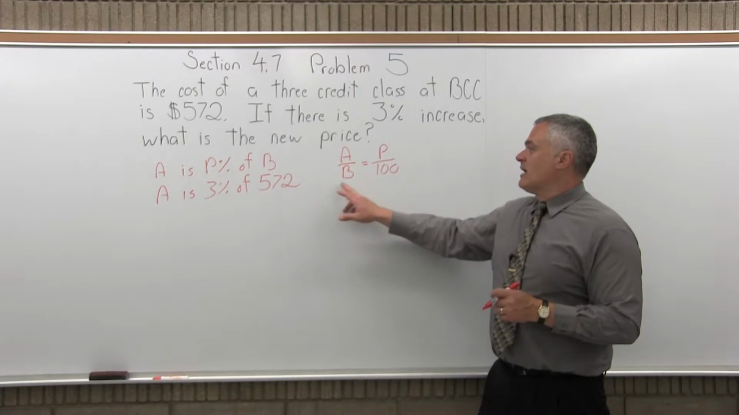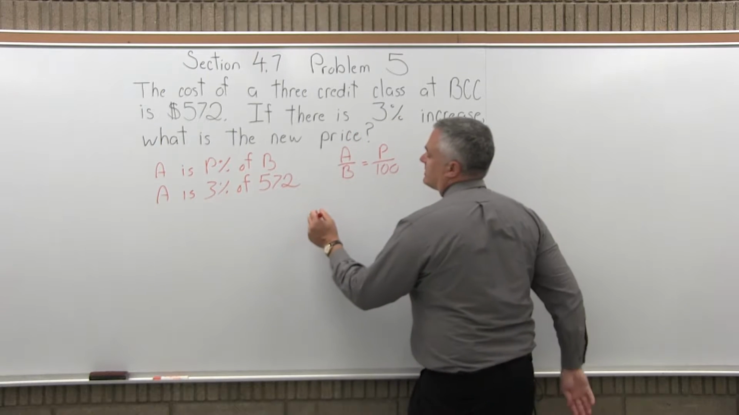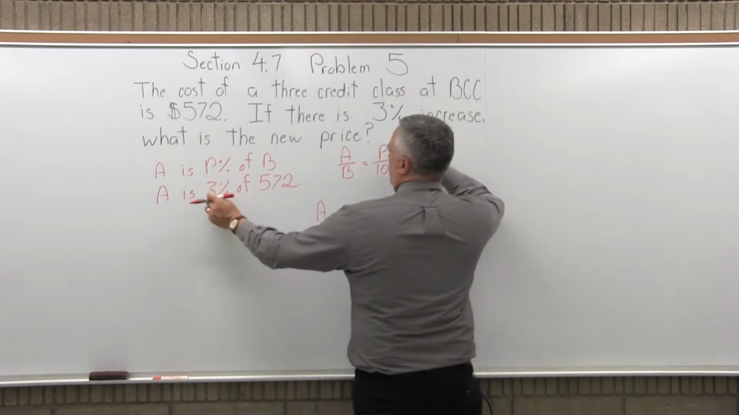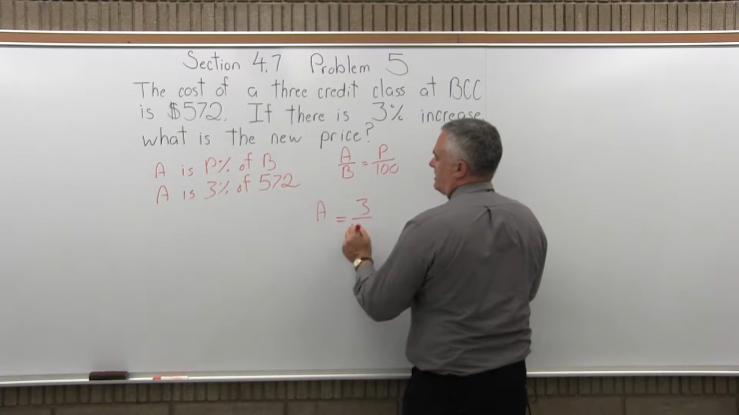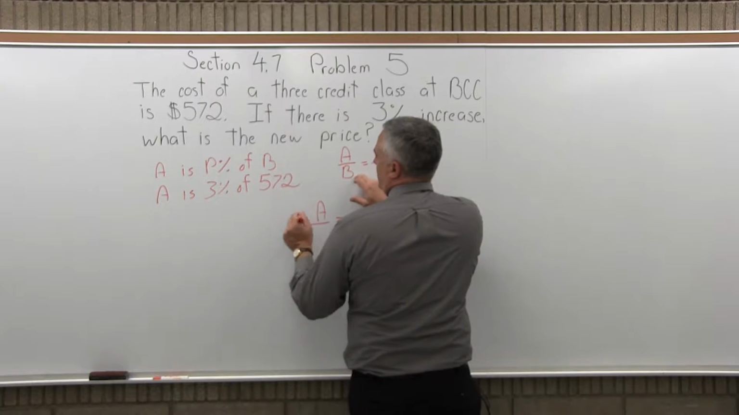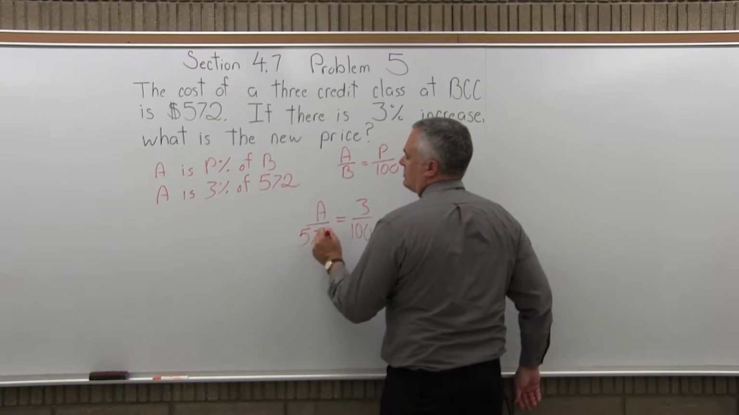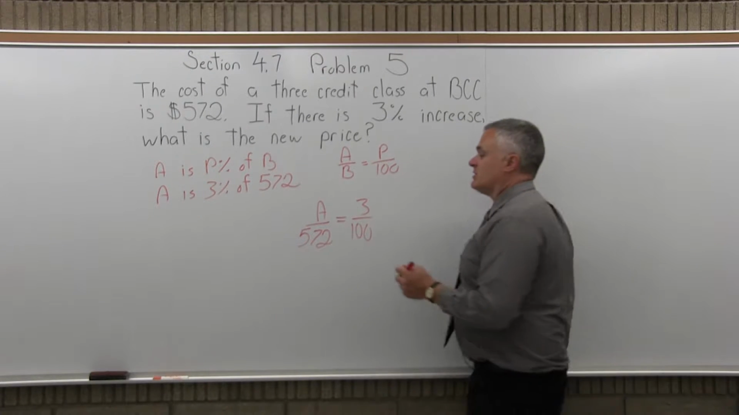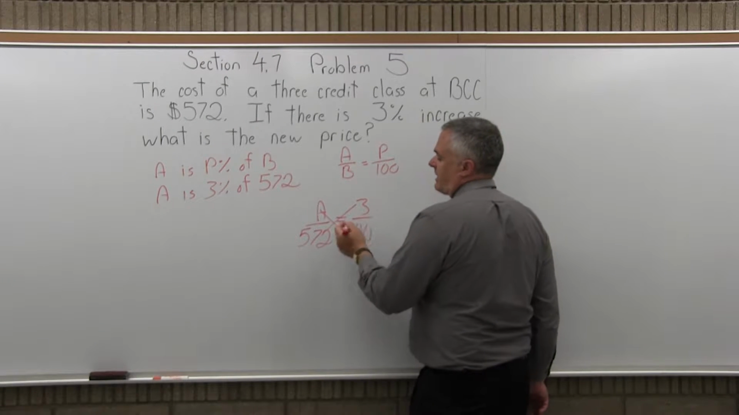Now that I can write it that way, I can fill in my formula. The A is unknown, so it can just stay as an A. Is the equal sign. The P is 3. The percent I put in is 100. And then I come back underneath. The B, the last number, is 572. So now I have an equation with one unknown. I can solve it. So to solve something like this, I will multiply across like that and divide my number.